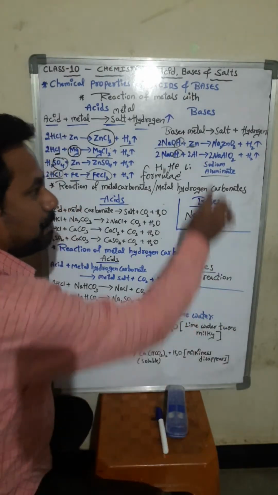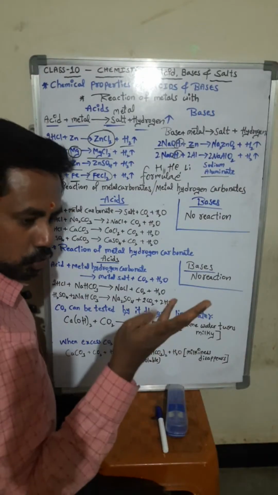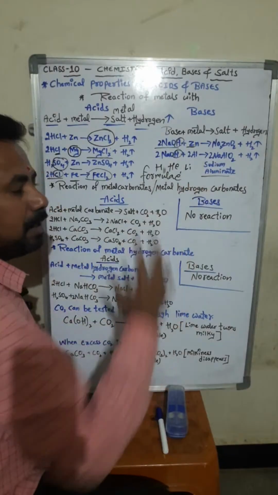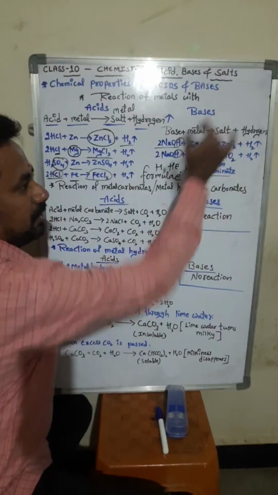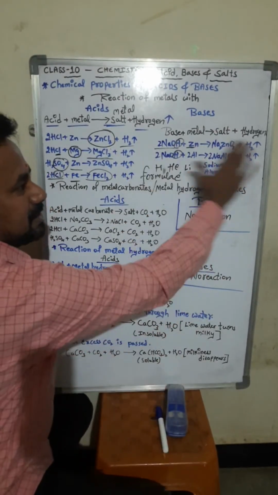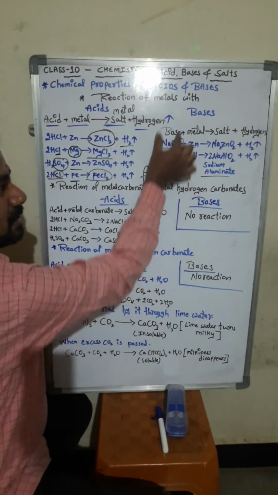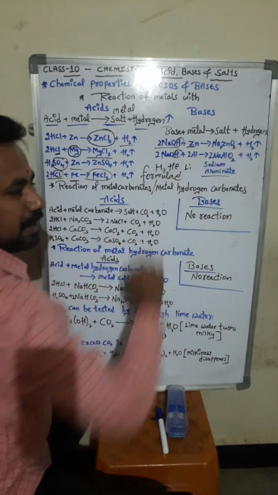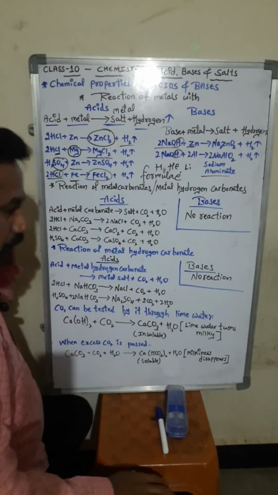NaAlO2. Na means sodium, Al means aluminium, O2 means oxygen. Sodium, aluminium, oxygen, three are combining and it will become sodium aluminate. What is sodium aluminate? It is a salt and hydrogen gas is liberating. Why are we writing this reaction? Because of this: base, metal, salt, hydrogen gas. Is it clear? Fine. Shall we continue?